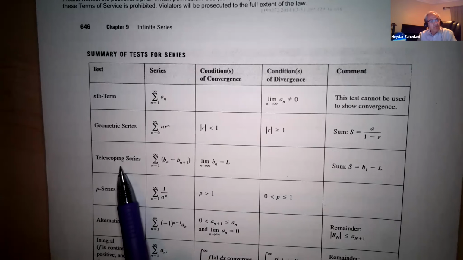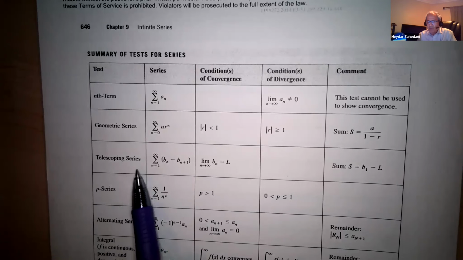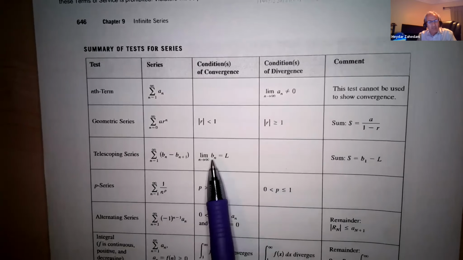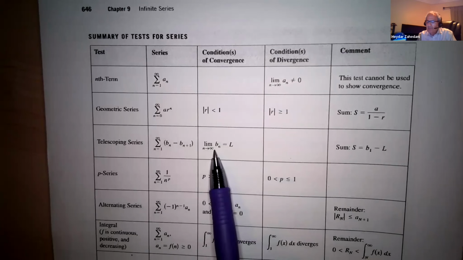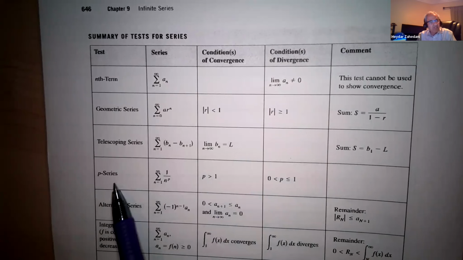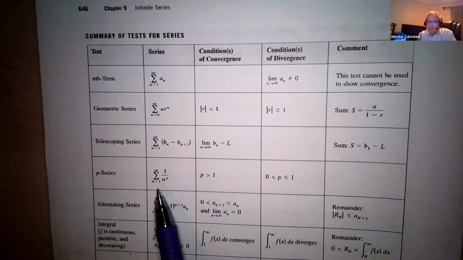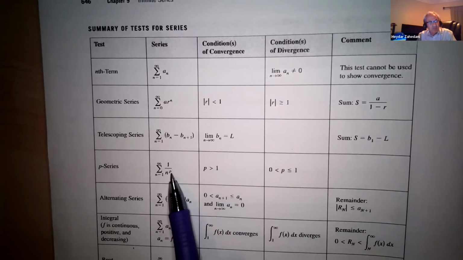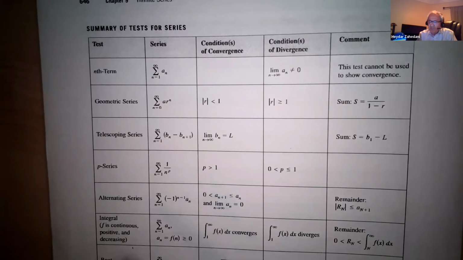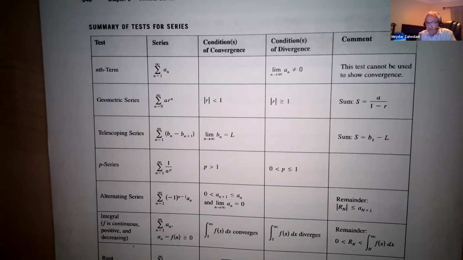This is the telescoping one that we did. For the telescoping series, the general term is the difference of two consecutive terms. We simplify and end up with b_1 minus the limit of b_n, and we can check this one. If the limit exists, then the series would be convergent. The P-series, we already talked about it, is 1 over n to the p, where p is a fixed number. If p is bigger than 1, the series is convergent, and if p is less than or equal to 1, the series is divergent.